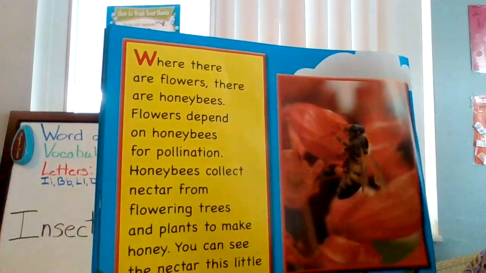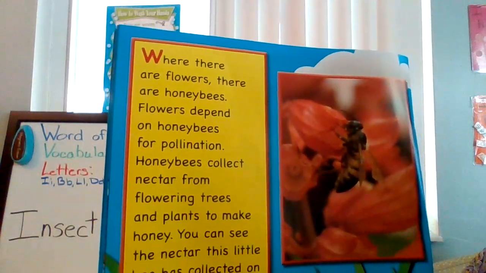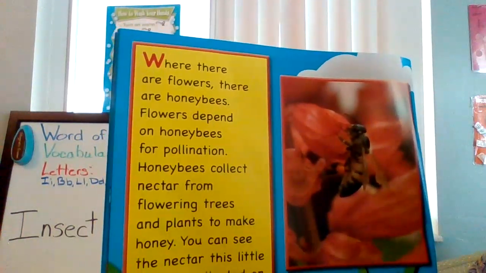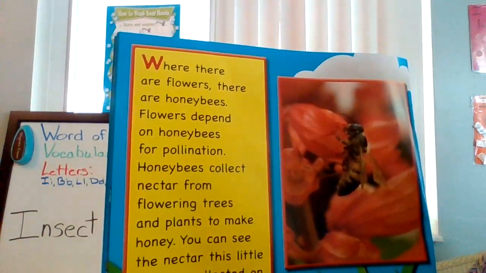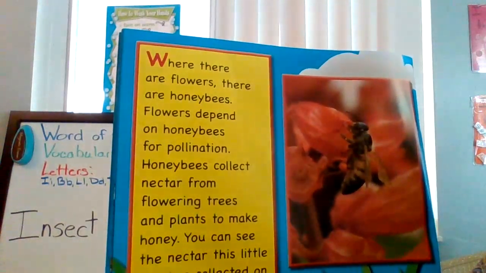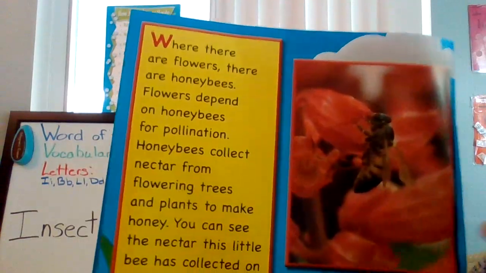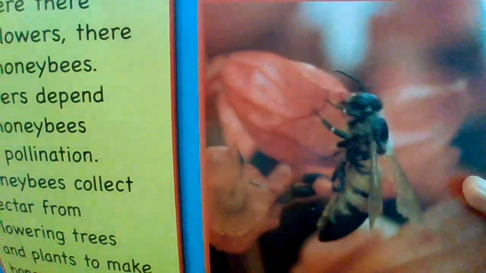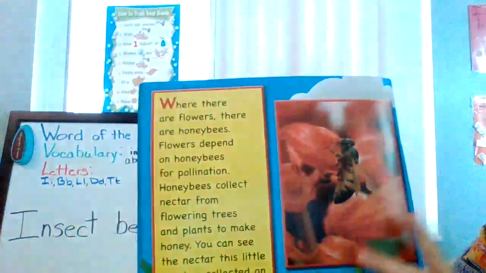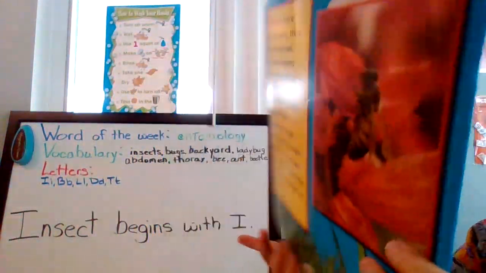Where there are flowers, there are honeybees. Flowers depend on honeybees for pollination. Honeybees collect nectar from the flower trees and plants to make honey. You can see the nectar this little bee has collected on its legs. I hope you can see it. We've talked about nectar and pollen and honeybees in the classroom.